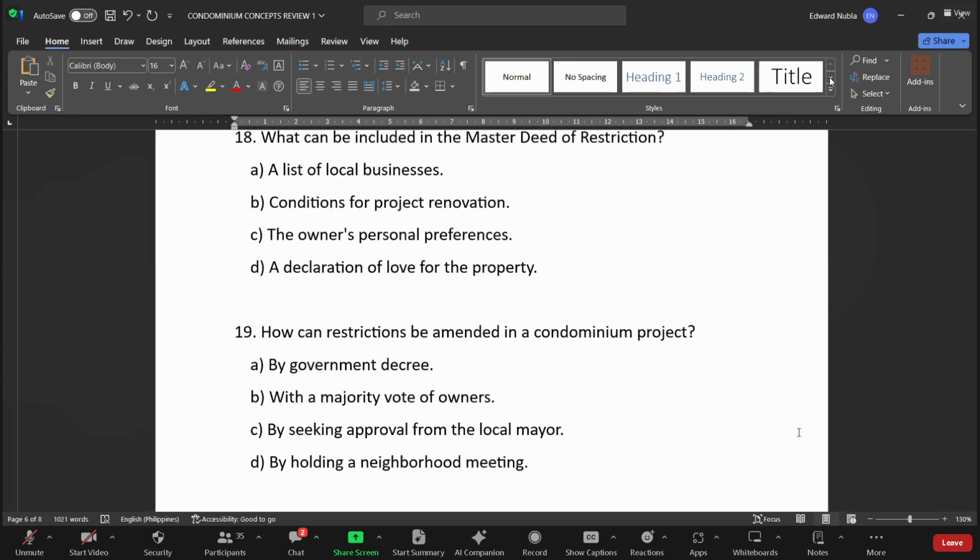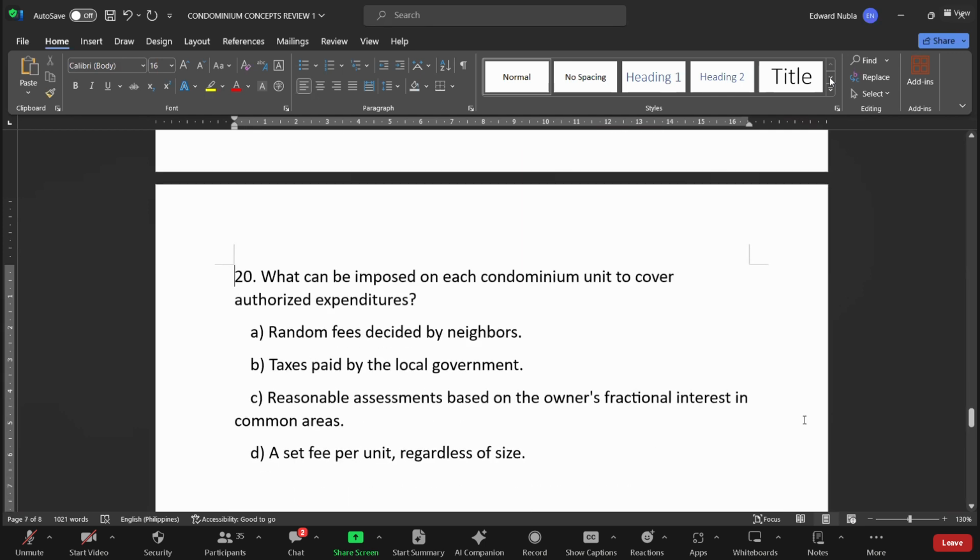Okay. Miss Rizabel, number 19. How can restrictions be amended in the condominium project? Letter B, by majority vote of owners. And finally, number 20, what can be imposed? Sir Adrian. Letter C, reasonable assessments. Okay, correct. Reasonable assessments based on the owner's fractional interest in common areas.